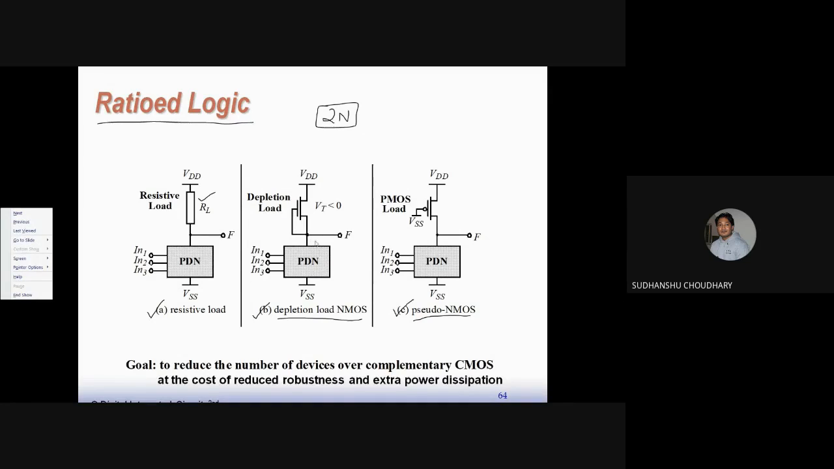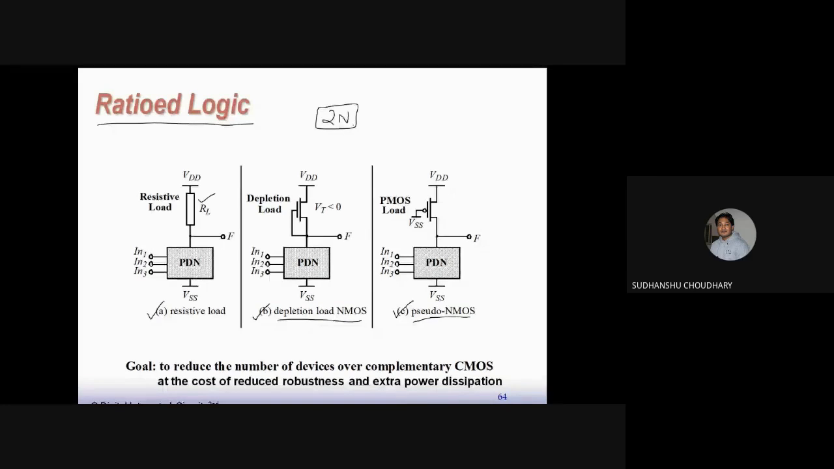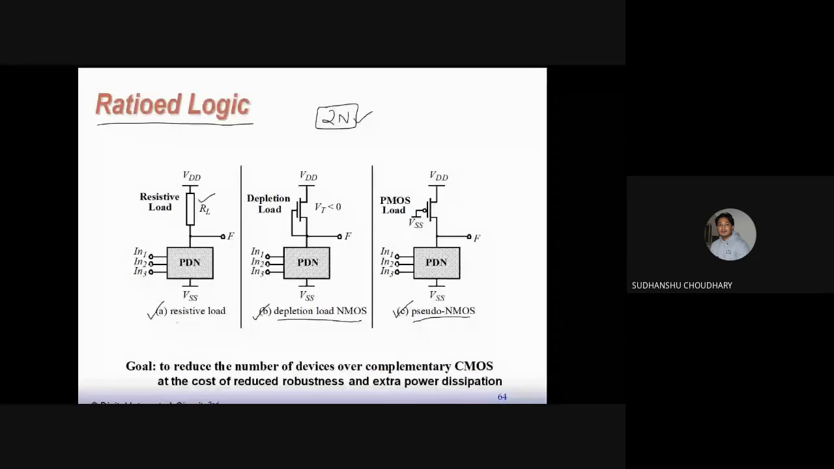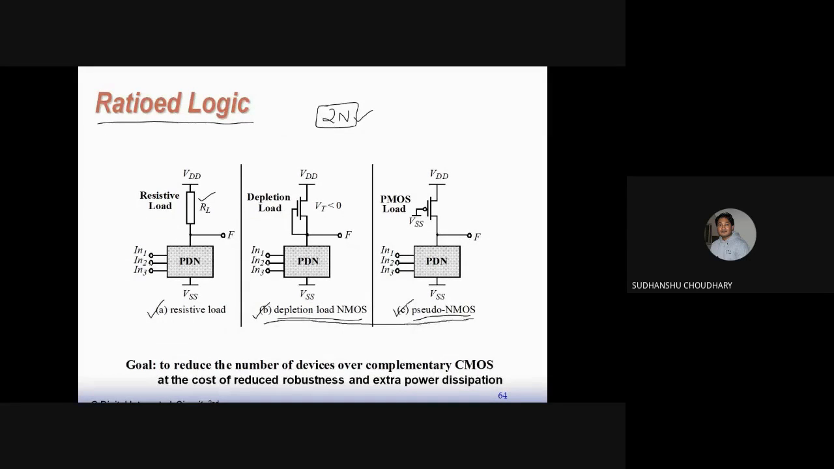Now, the idea is obviously to reduce the number of devices over complementary CMOS. Since the complementary CMOS uses 2N transistors, in these two designs we see that only N plus 1 transistors are utilized. But yes, this actually comes at the cost of reduced robustness. The circuit will not be more robust now. Noise margin levels will be smaller compared to CMOS.